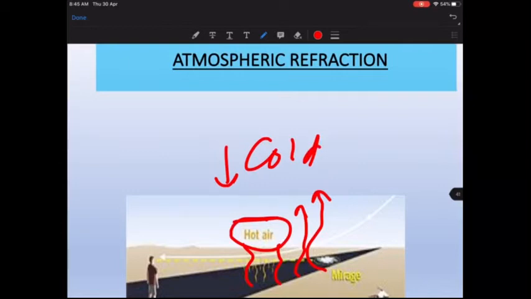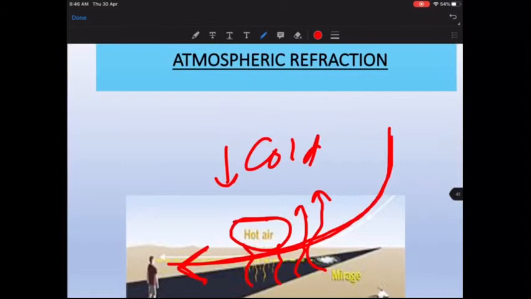So light enters from this cold air, then hot air, and then it enters into our eyes. When the light enters, it is continuously bending. So when the light bends, and we receive the light, we feel that there is a small water body right in front of the path on which we are going. However, there is nothing. It is basically because of the bending of the light. The bending takes place because of the change in the refractive index of the medium.